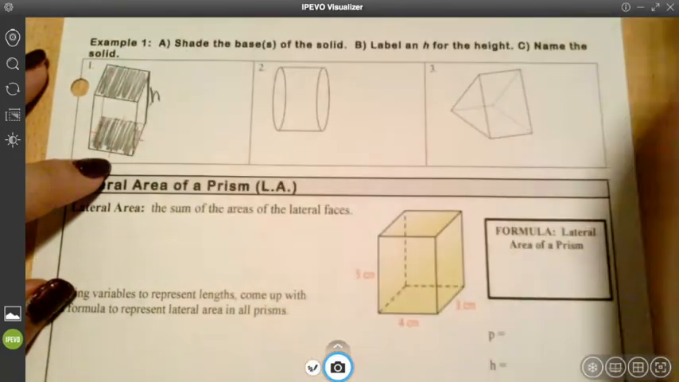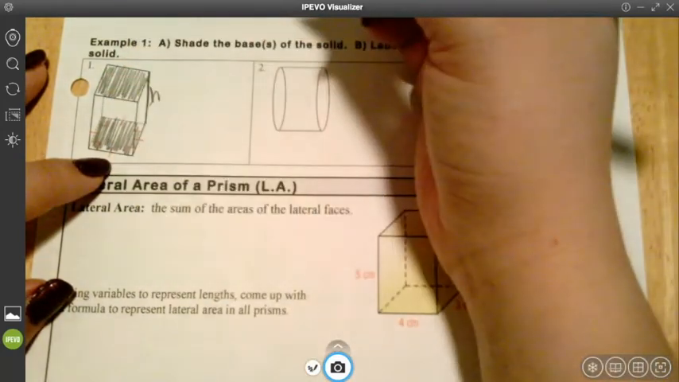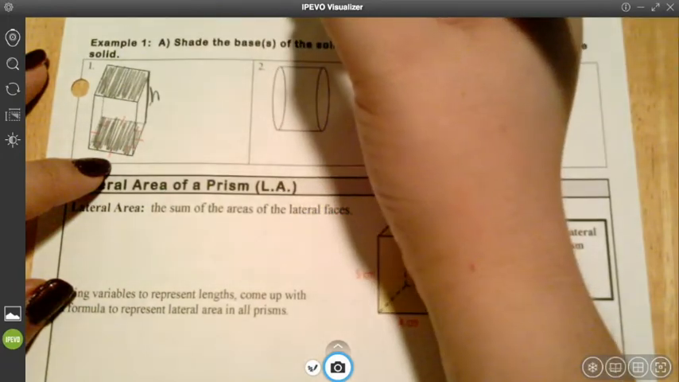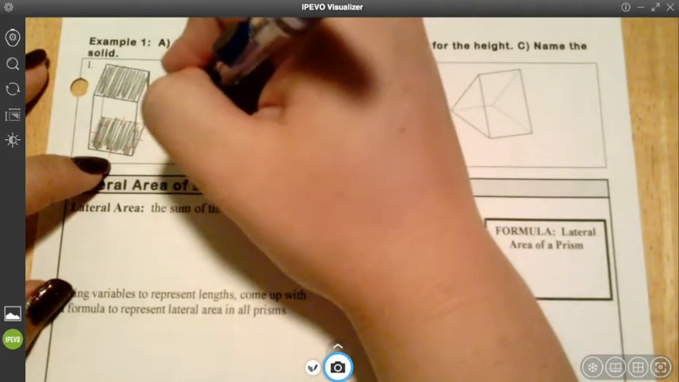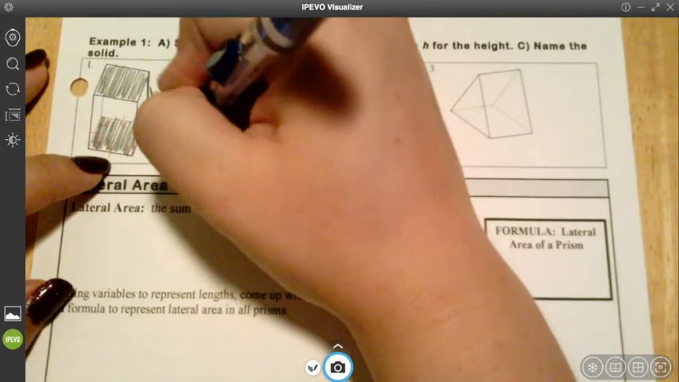Here's the height between the two bases. Since one of the bases is a square, we know the other one is also a square. So this is a square prism.